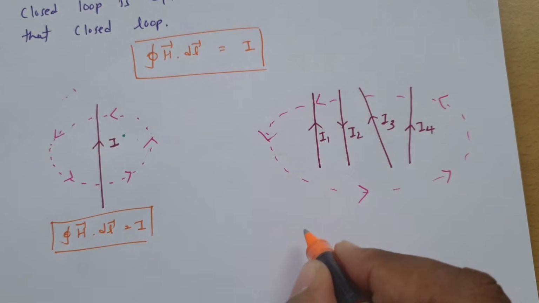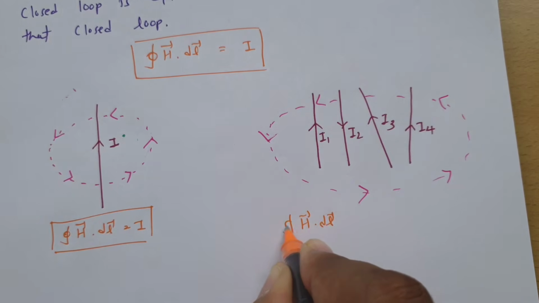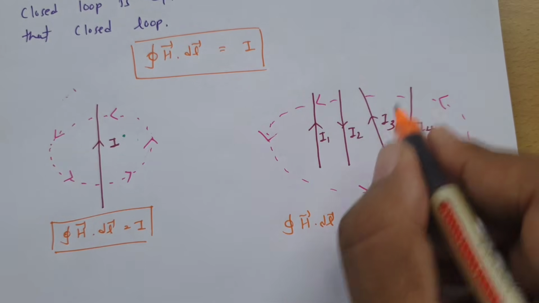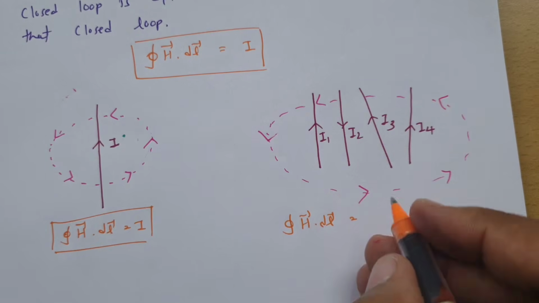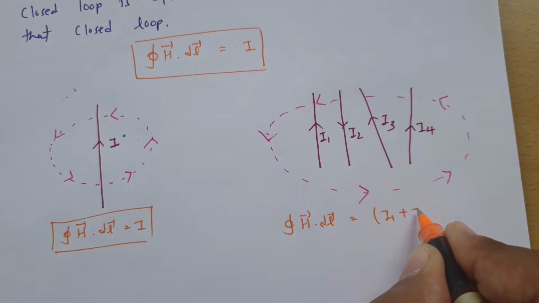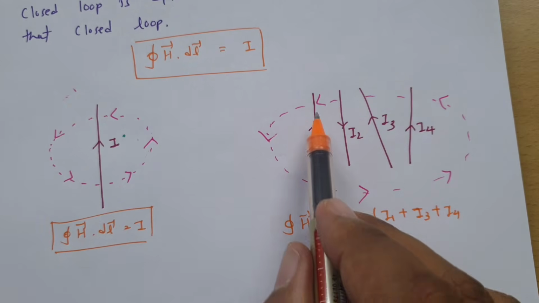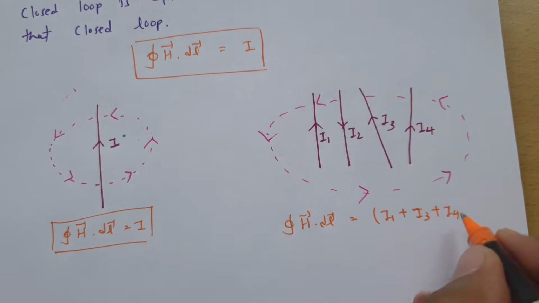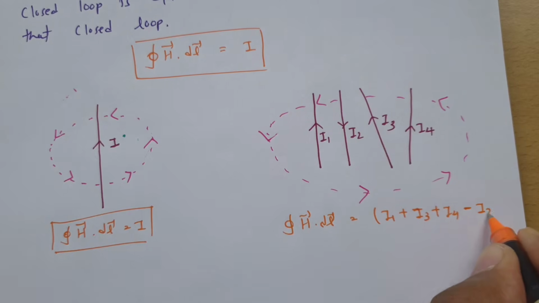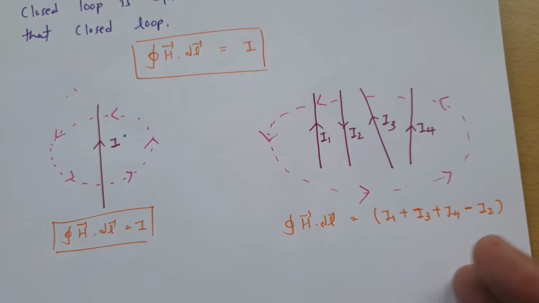But for this case, the closed integral of H dot dl equals the total current in this direction, so that will be I1 plus I3 plus I4. These currents are in this direction, and I2 is in the opposite direction, so minus I2. That is how we need to apply Ampere's law.